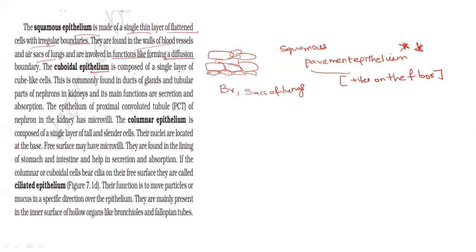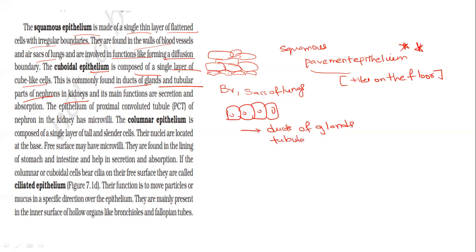The cuboidal epithelium is composed of a single layer of cube-like cells, and this is commonly found in ducts of glands and tubular parts of nephrons in the kidney. So cuboidal epithelium is found in ducts of glands and tubular parts of nephron. We all know what a nephron is. Nephron is the structural and functional unit of the excretory system. And its main function is secretion and absorption.